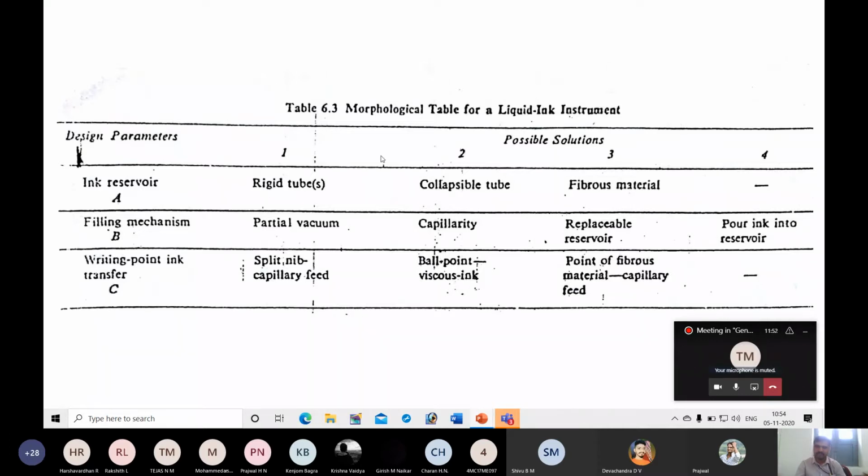So these are the possible options for ink reservoir that we have already seen in different types of pens or different types of writing instruments. Next, filling mechanism. We have not seen partial vacuum. This is not used quite often, but we have seen these three mechanisms: capillarity, replaceable reservoir, pour ink into reservoir.